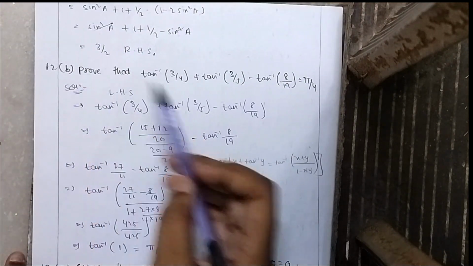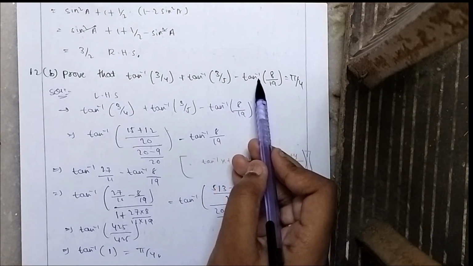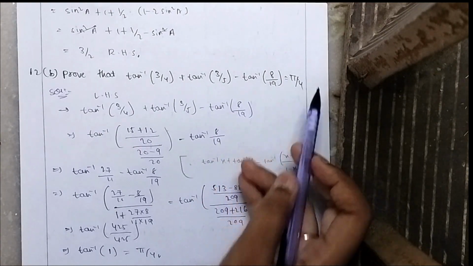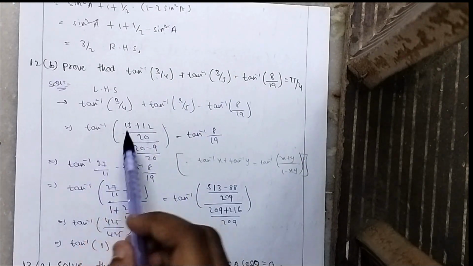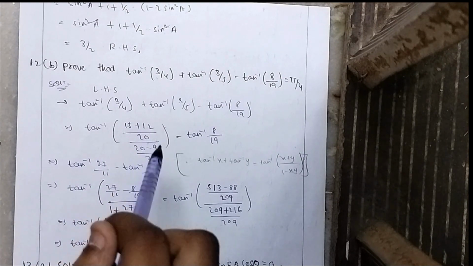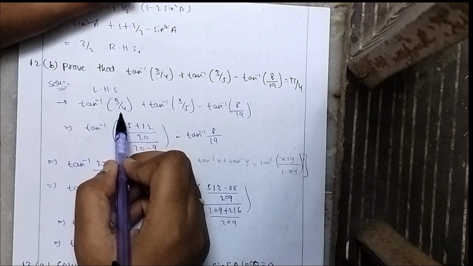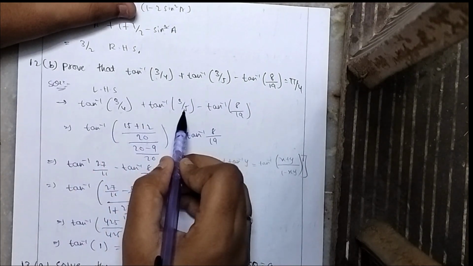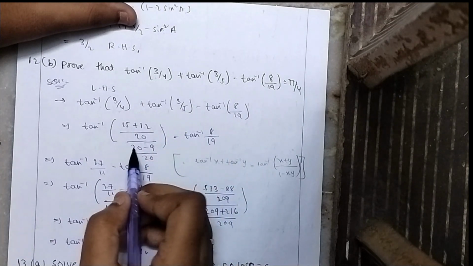Next 12b. Prove that tan inverse 3 by 4 plus tan inverse 3 by 5 minus tan inverse 8 by 19 equals pi by 4. That means taking this LHS, we know the formula that tan inverse of a plus tan inverse of b equals tan inverse of (a plus b) by (1 minus ab). So taking this as a and taking this as b, tan inverse of (a plus b) by (1 minus ab).